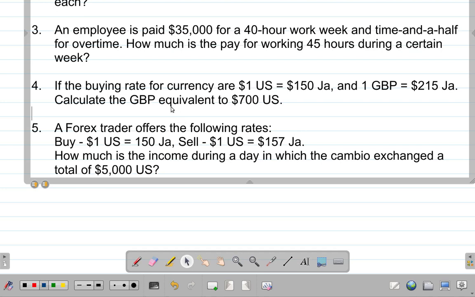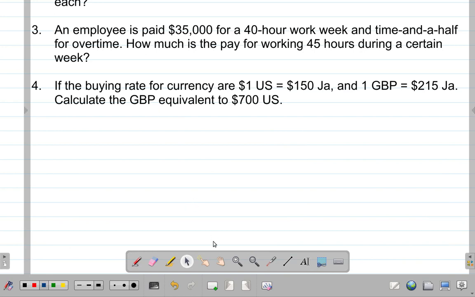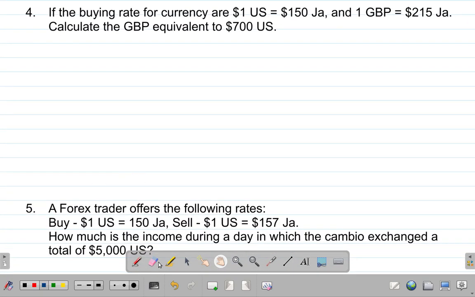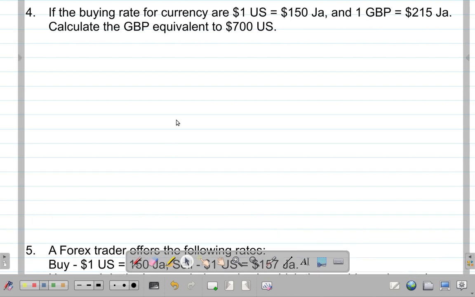Alright, we continue with the questions on the consumer arithmetic. These questions are supposed to help you in doing your calculations in the assignments on consumer arithmetic that I gave you.